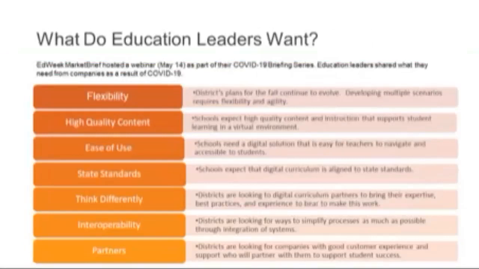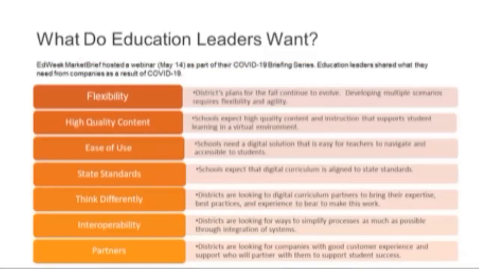About 2 weeks ago, Education Market Brief hosted a webinar as part of their COVID-19 briefing series, and educational leaders were asked to share what they need from publishers. The criteria you see here actually was compiled from the Q&A at the end of the session, but I thought it offered some interesting insights that may resonate with you.